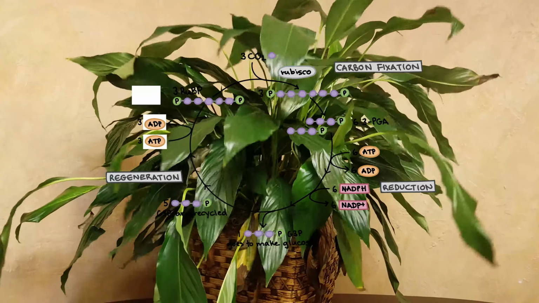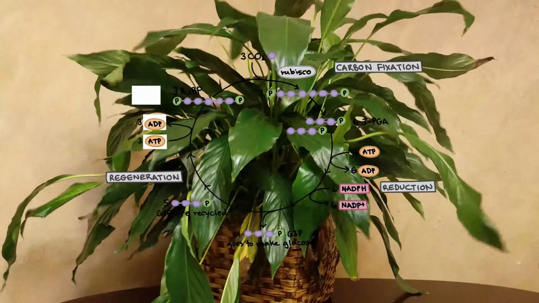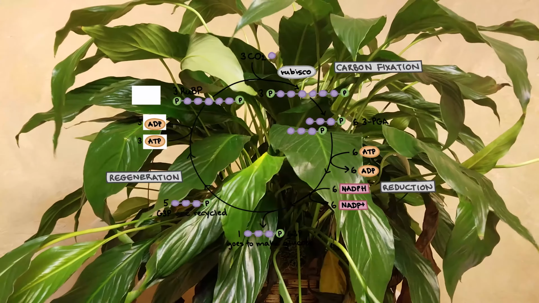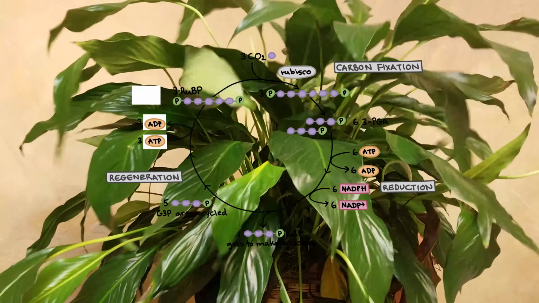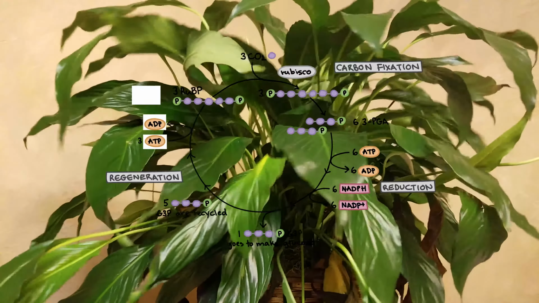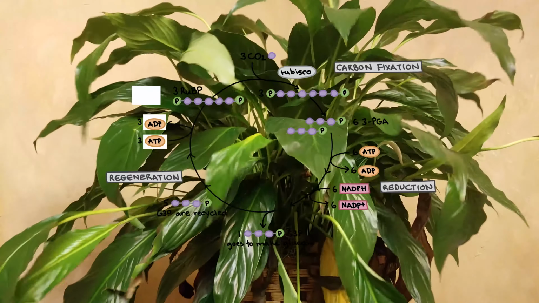6 molecules of G3P are formed because of this. After that, one G3P leaves the cycle, where it will be used by the plant cell. The other 5 molecules are recycled to regenerate 3 molecules of RUBP. ATP is used in this, and the cycle starts again. ADP and NADP plus is then returned to be used by the light reactions. That is photosynthesis, and I hope that's helpful.